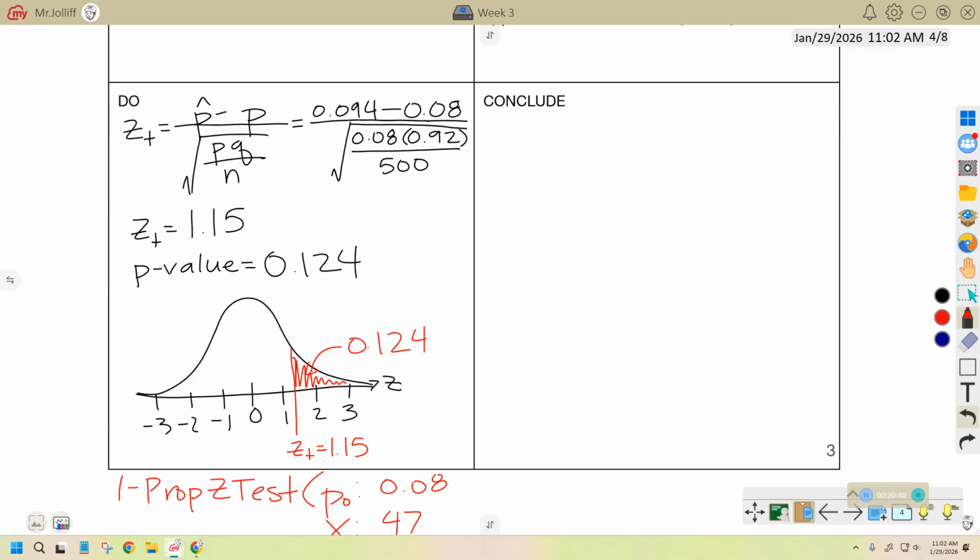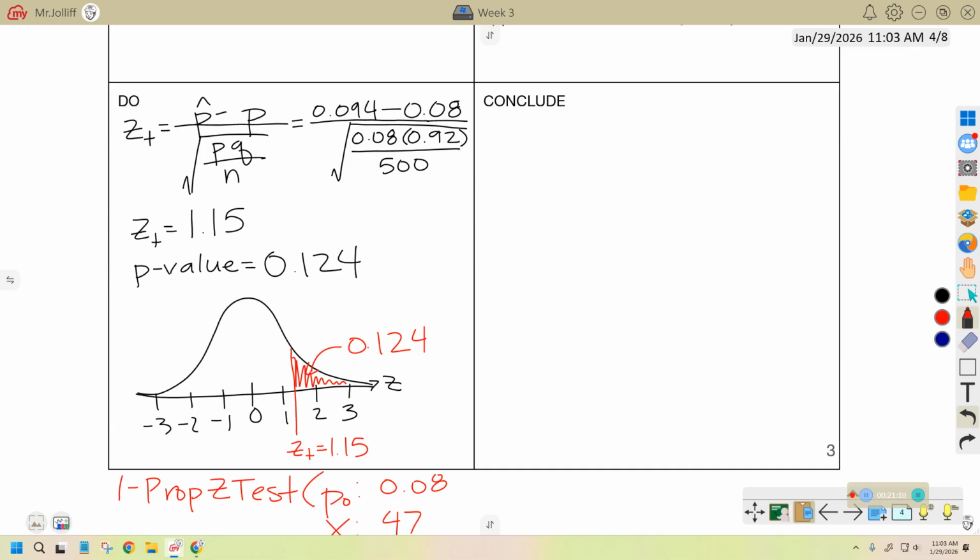What that means is assuming that 8% of the truckload is actually blemished, there is a 12.4% chance that a random sample of 500 potatoes is going to have a sample proportion greater than 8%. Is that common or uncommon? And the answer is that's not uncommon enough that I am concerned.